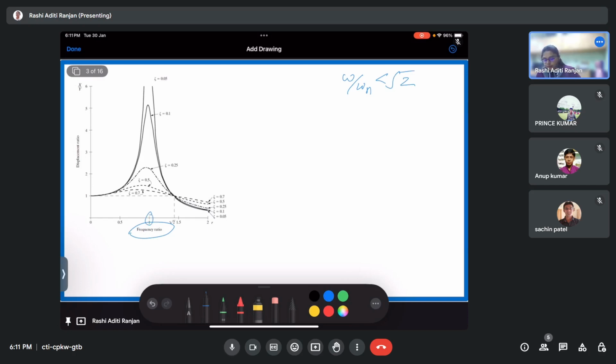Correct? So as you can see, this is what is happening, and for frequency ratio less than under root 2, with the increase of damping, the amplitude is decreasing. Correct? After that, if you consider omega by omega n greater than under root 2, what's happening? Anyone?